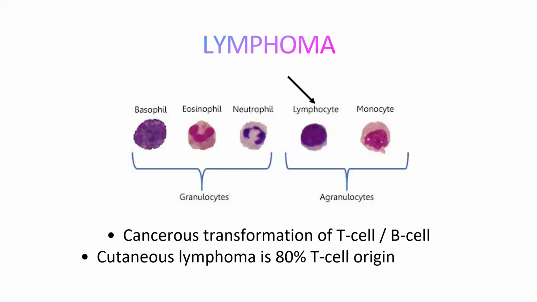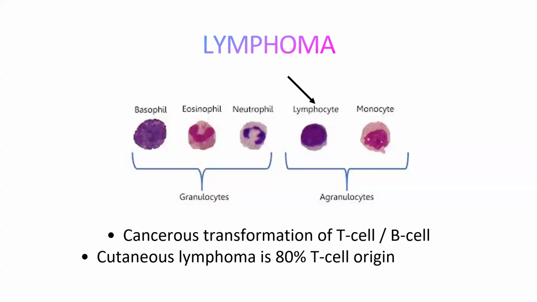Lymphoma is a cancer of the lymphocytes, which are immune cells that can mutate and undergo uncontrolled proliferation. This gives rise to two main types of lymphoma, which are the B-cell and T-cell lymphomas. We'll be talking about the most common cutaneous lymphoma, which is the T-cell lymphoma, which makes up 80% of skin lymphomas.